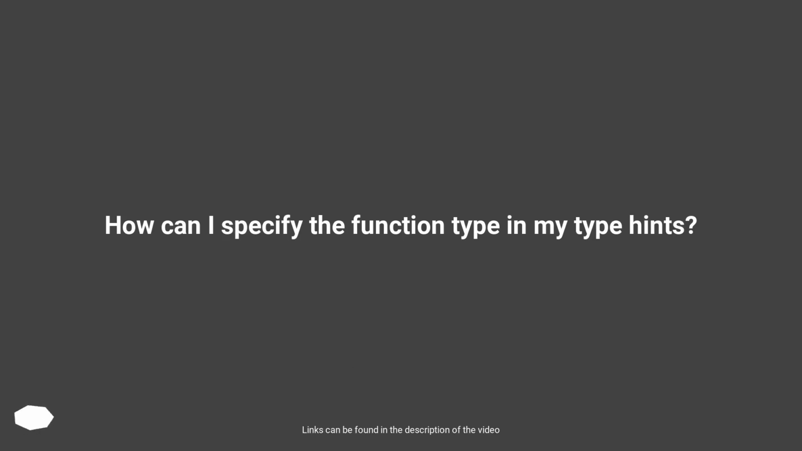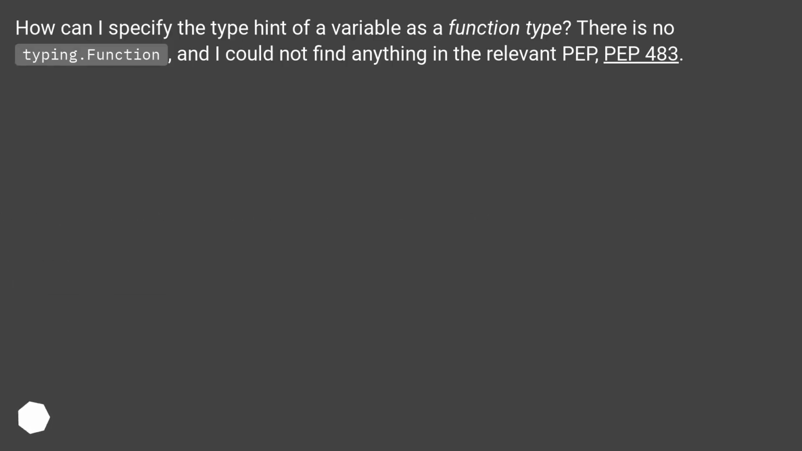How can I specify the function type in my type hints? How can I specify the type hint of a variable as a function type? There is no typing.function, and I could not find anything in the relevant PEP, PEP 483.